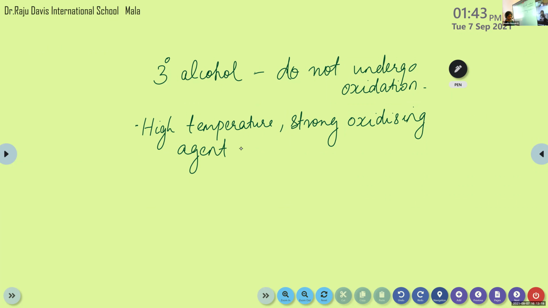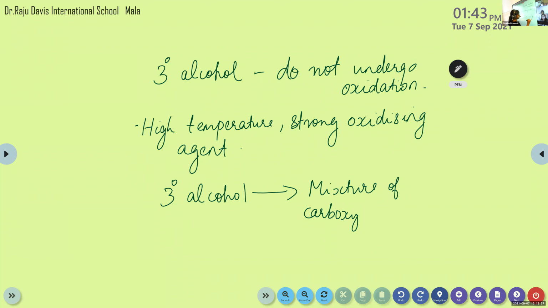Reaction occurs, and this tertiary alcohol will form a mixture of carboxylic acids with the number of carbon atoms less than the parent compound.